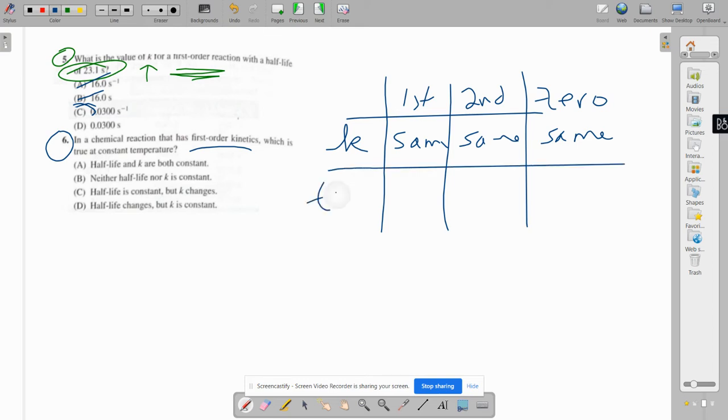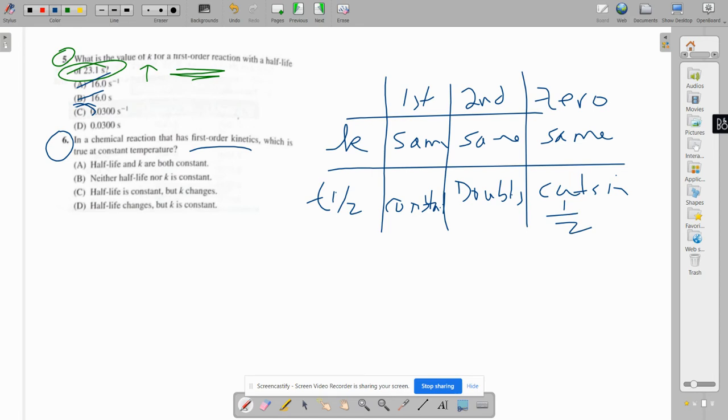And then for T1/2, for first order, it's going to be constant. If the half-life is 5 minutes, it's going to be 5 minutes. It's never going to change. For second order, the half-life continually doubles. If it was 5 minutes for the first half-life, it'd be 10 for the second half-life, 20 for the next, 40 for the next. And for zero order, the half-life cuts in half.